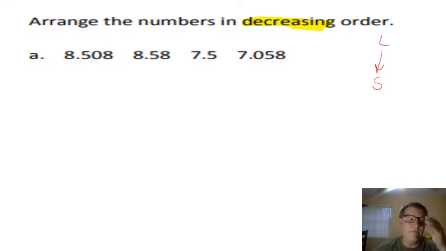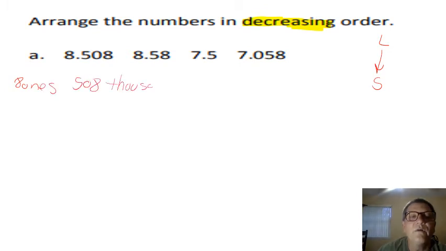So I'm going to start off and I'm going to write these in unit form. And the first thing I want to do, I'm going to find out how I can read all of them. Now this one is in thousandths. So obviously I'm going to have to read everything else in thousandths. So here I'm going to go 8 ones, 508 thousandths. Now the second one is 8 ones. And this one here is 58 hundredths. But if I put a 0 on there, now that becomes 580 thousandths. Forgot my S up top.